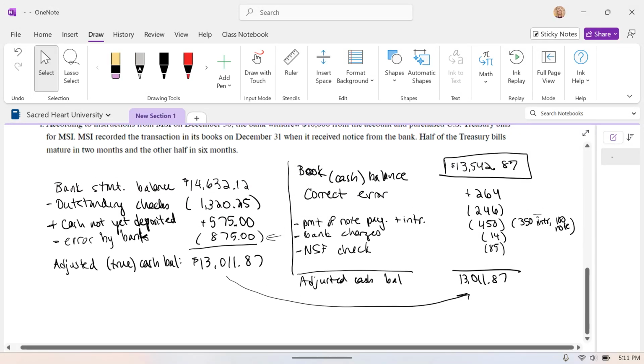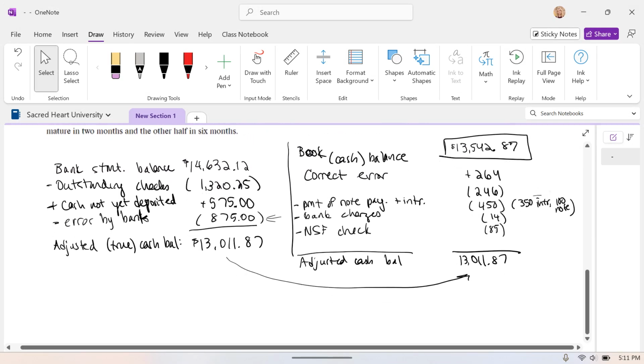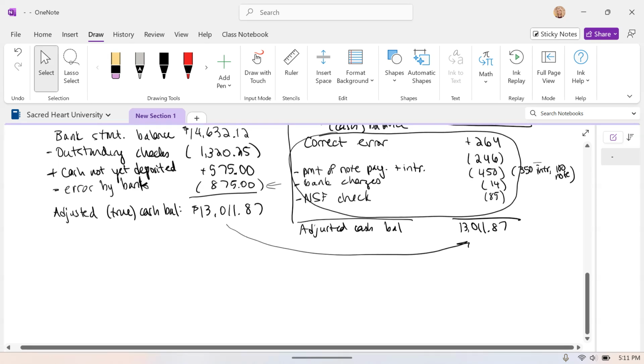Then the next step, item two, is to prepare the necessary adjusting journal entries. What we're saying is let's fix the books by actually doing the journal entries from these adjustments here.